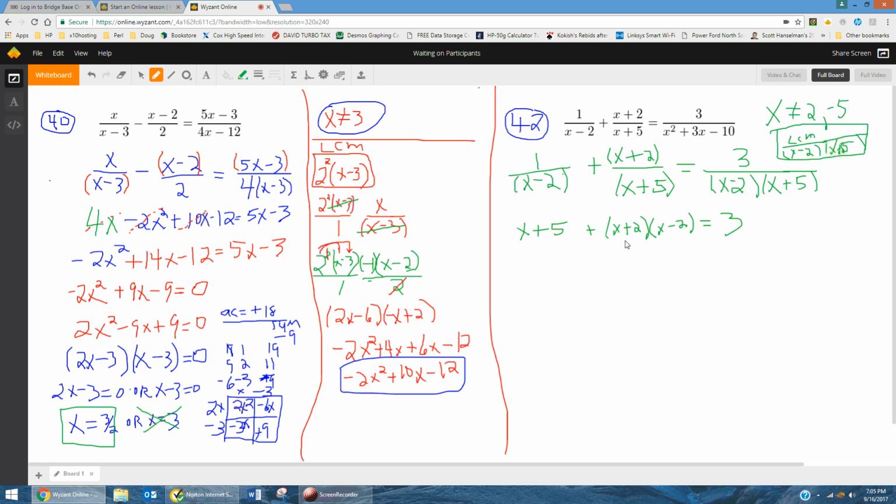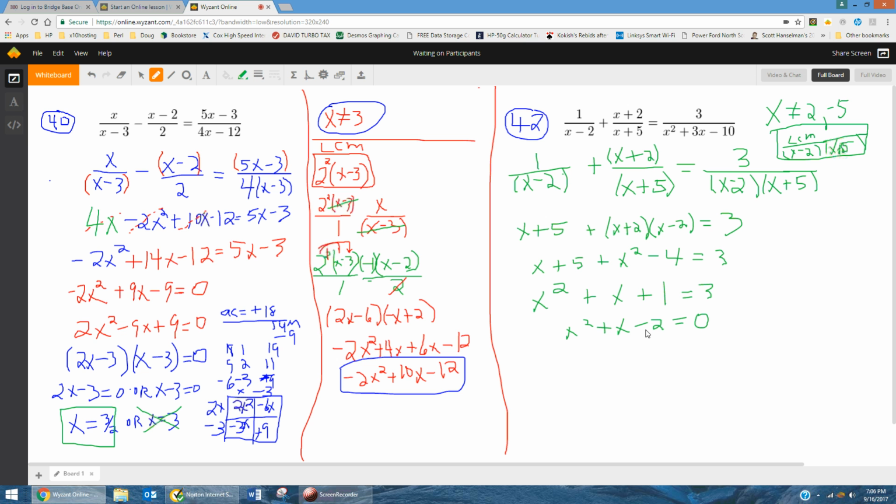We got to multiply these two binomials together. They're a difference of squares, so I get plus x squared minus 4. It's a quadratic, so I need to have it equal to 0. I'll rewrite it in descending order. X squared plus x plus 1 equals 3. X squared plus x minus 2 equals 0.